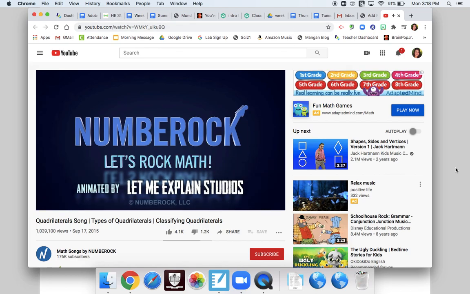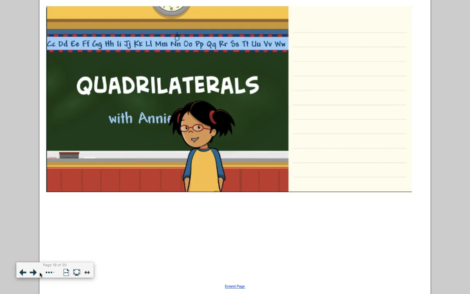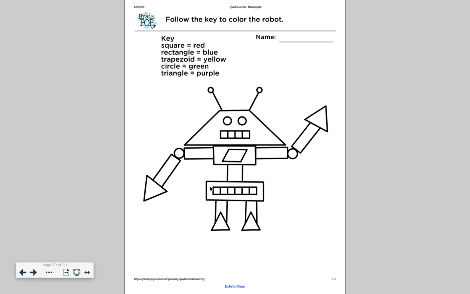So third graders, I hope that you can use that to help you remember the classifications of quadrilaterals. Today, there will not be a workbook page, but there will be an assignment waiting for you on quadrilaterals on Brain Pop Junior. So watch the video and take the quiz. And as a bonus, you can go ahead and fill out this quadrilateral robot. I'll put the PDF on our blogs. It's just going to help you remember the different types of quadrilaterals.